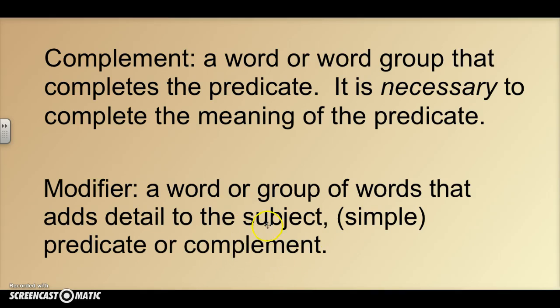And if it's modifying the complement, oftentimes it will be an adjective because usually your complement, especially if it's like a direct object, is going to be a noun. But if you have a predicate adjective with a linking verb, then that could also be an adverb.